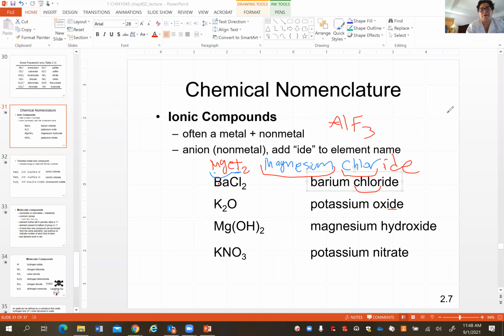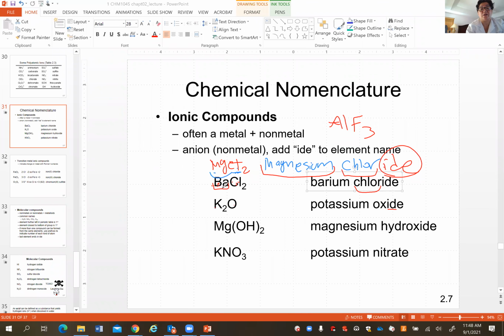So if you have the formula and you want to name it for a binary compound, the next one is also binary and it is ionic. How do we know it's ionic? It's coming from a metal and a non-metal. So these are very simple, but it's very important for you to take one step at a time. It's binary, so we know it is going to end with IDE. And it's an ionic compound because we have a metal and a non-metal.